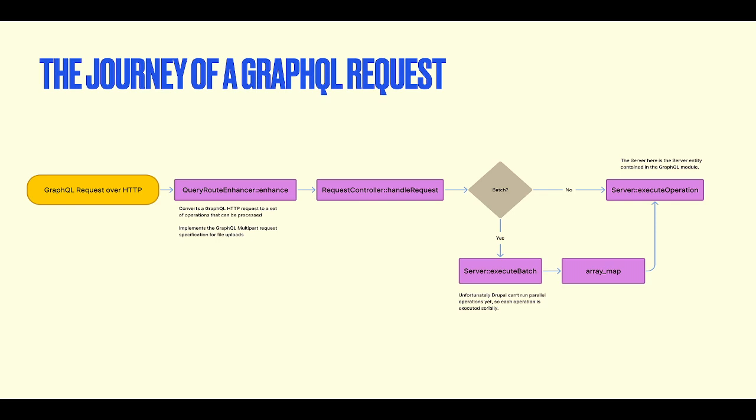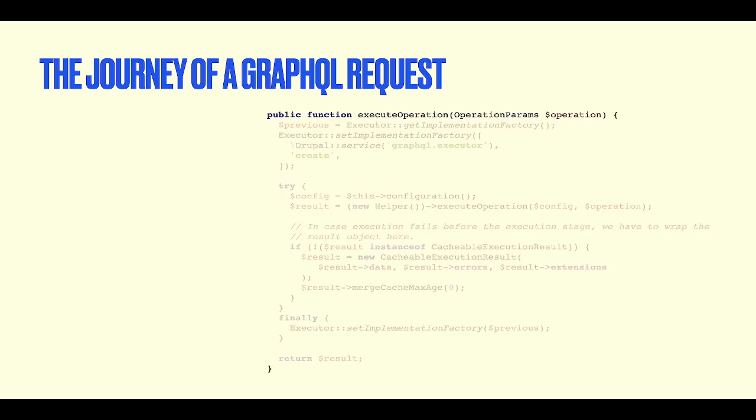If it's a batched request, it'll just loop through each sub-request and then continue as if it was a single request. But if you were using GraphQL in, for example, a ReactPHP environment, which has an event loop, you could go and process all these at the same time. The next thing it does is find the server entity that I omitted in this presentation, but in GraphQL you create a server entity that takes the schema we created, and it'll call execute operation in that server entity. So we can dive into that function.